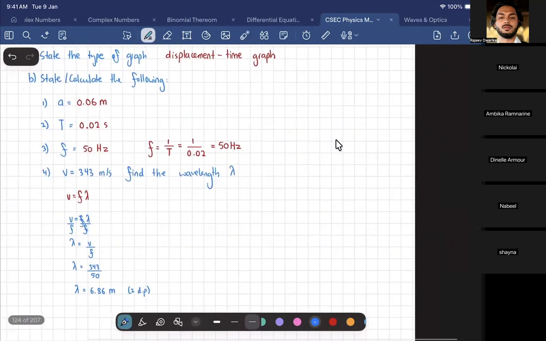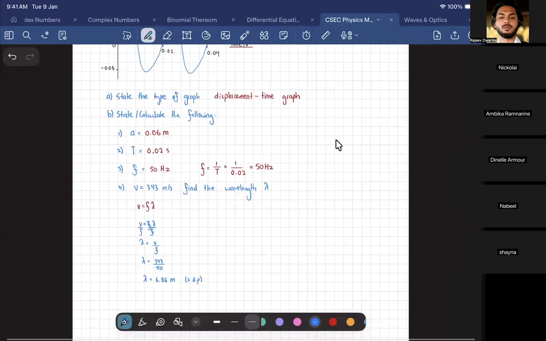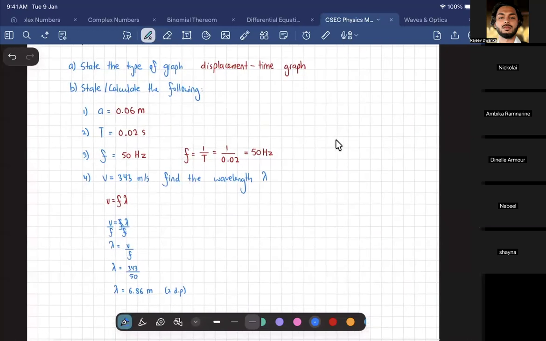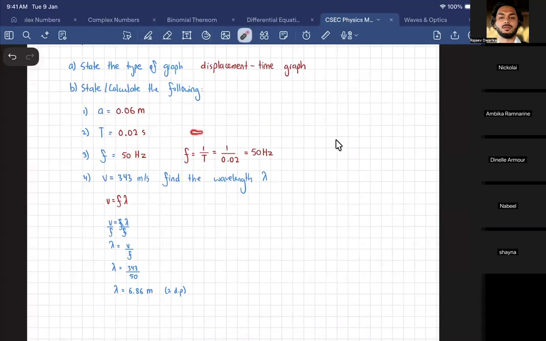Are you 100% confident with this question? Yeah? Okay. Did you know this before? Did you ever wonder why it was 1 over t or no? No. Now it makes sense now, right? Yeah, it does. Nice.